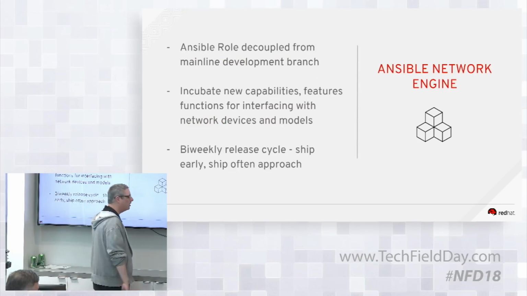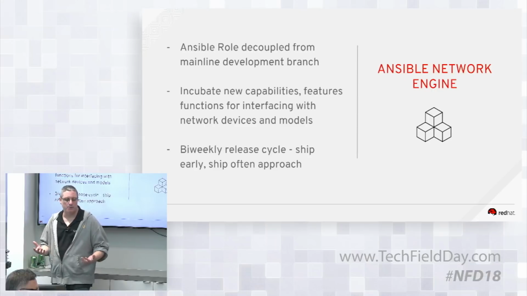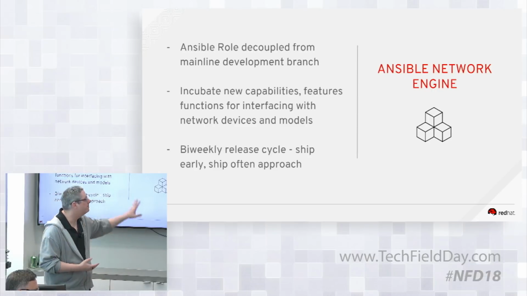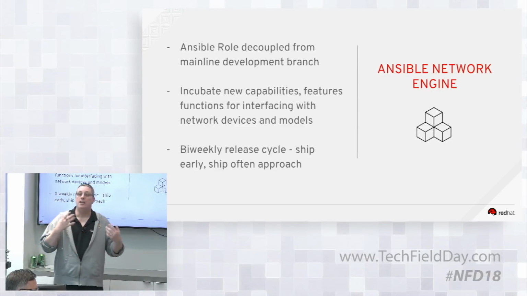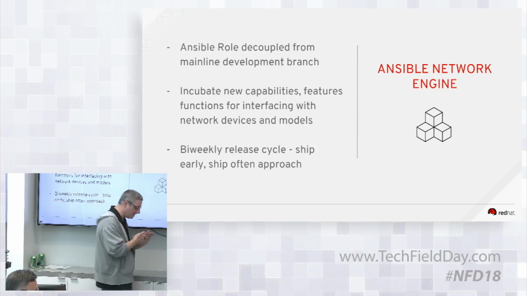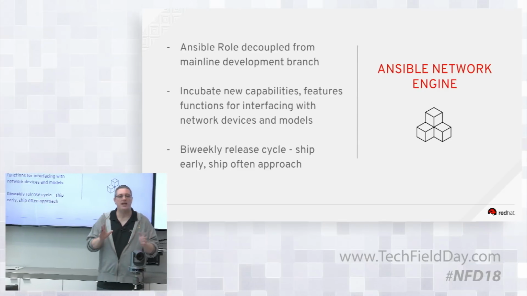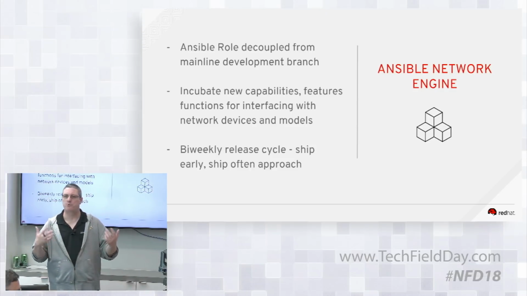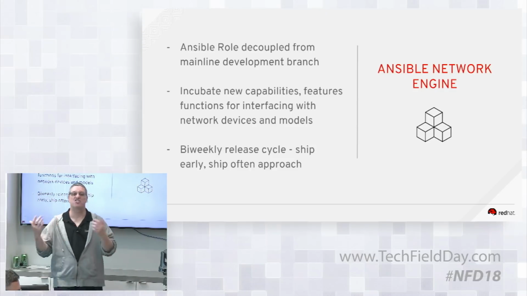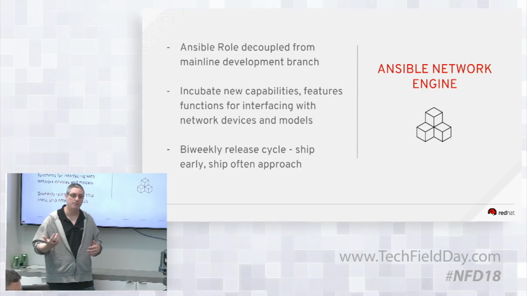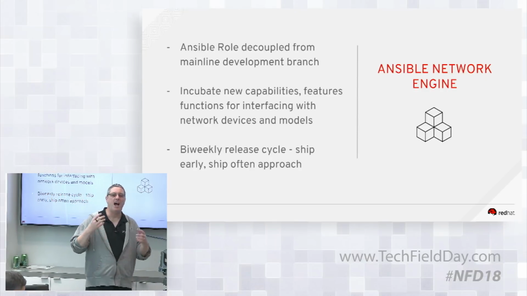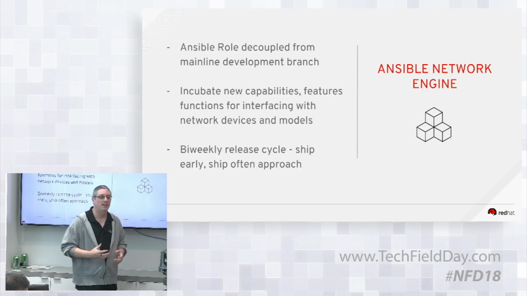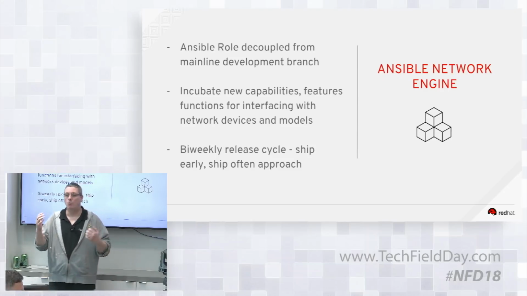So Ansible Network Engine is being distributed as a set of Ansible roles, and we'll talk about what that means, but it's decoupled from the Ansible mainline branch. Here's one of the fundamental problems we've got from an Ansible networking perspective. Ansible is a fast-moving project. We essentially do a release every 3 to 4 months, 5 to 6, depending on how many features we're trying to get in. The problem is when you look at how much we need to do in networking, even that's way too slow, way too slow.